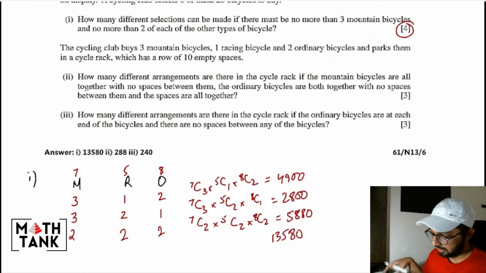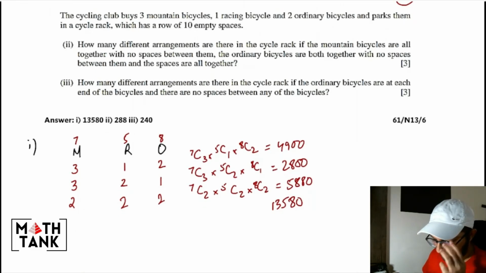Okay. It says part 2, the cycling club buys 3 mountain bicycles, 1 racing bicycle, and 2 ordinary bicycles and parks them. So they've bought a total of 6 bicycles, which has a row of 10 empty spaces. How many different arrangements are there in the cycle rack if the mountain bicycles are all together and no spaces between them, the ordinary bicycles are both together with no spaces between them, and the spaces are all together?